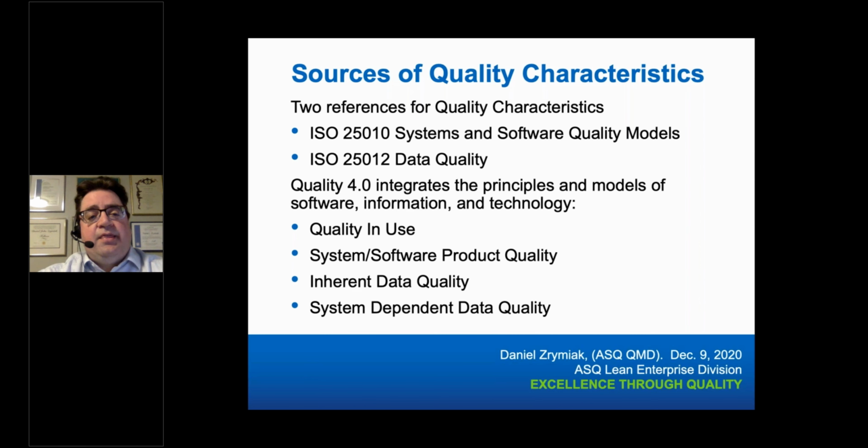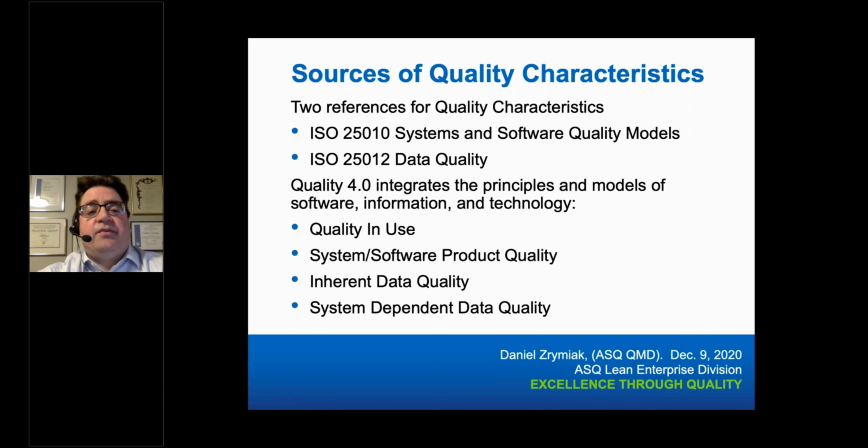There are 4 models, 2 from software and 2 from data. The quality in use model represents software as a service and how it would be applied or deployed. And then the product quality would be the quality characteristics of the technical solution itself. The inherent data quality represents what the data is like in its own way, and then when the data is put into a system or an application or infrastructure, the system dependencies are how those elements affect the data.